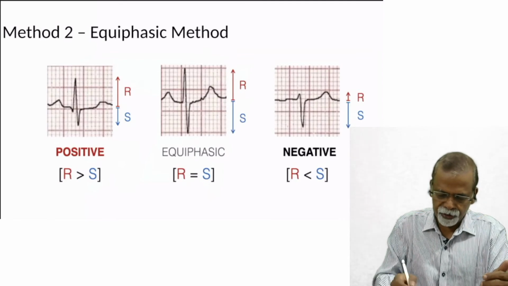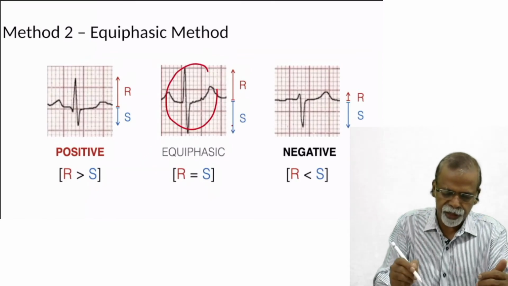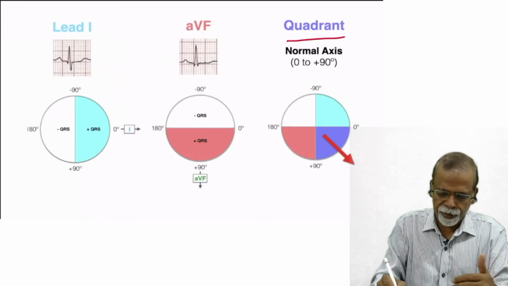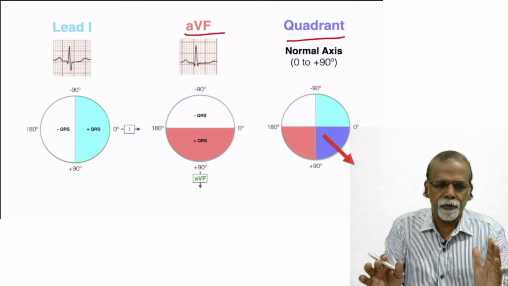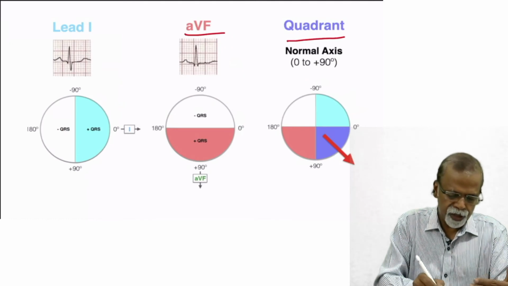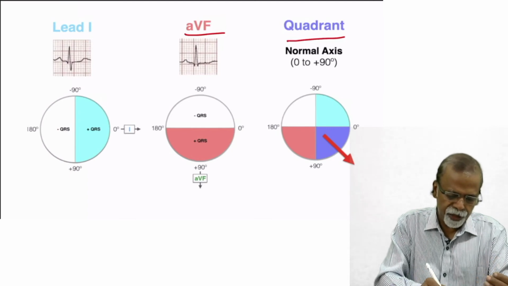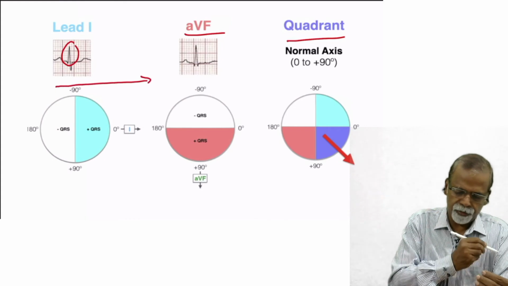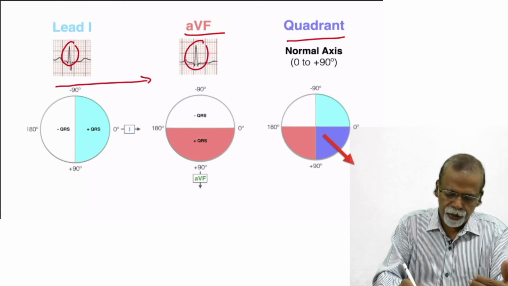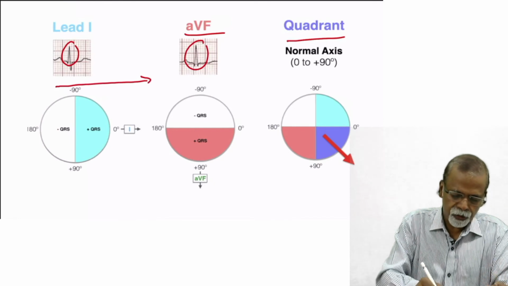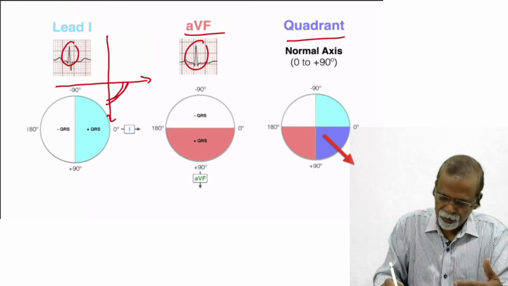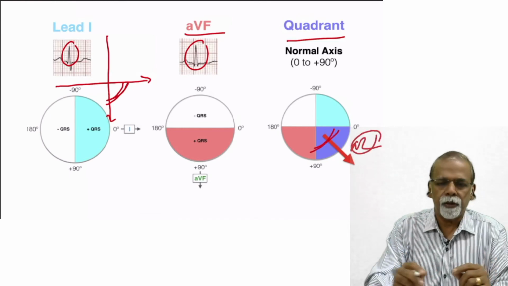Equiphasic deflection, as I told, means the R wave and S wave are equal. The quadrant method we have described in detail. Just to remind, I will repeat once more. Identify lead one. Lead one is dominantly positive, so the deflection is in the direction of lead one. Take lead two, AVF. AVF is also positive, so the current will be in this direction. This comes under this quadrant, so this is normal axis. Hope it is clear to you.